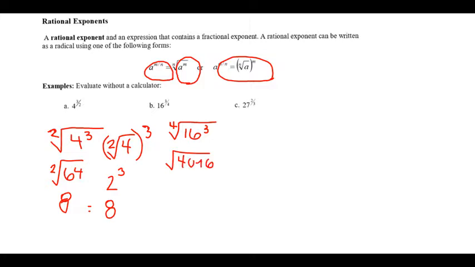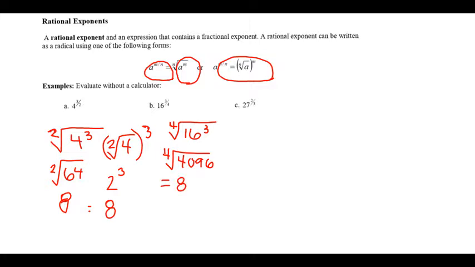That's 4,096. And we're looking for the 4th root of that. Now it says evaluate without a calculator. They want you to write it out. But if you don't know the 4th root of 4,096, you can use a calculator to find that. That's not one that I have memorized, so I'm going to use my calculator, put the 4th root of 4,096, and I get 8.